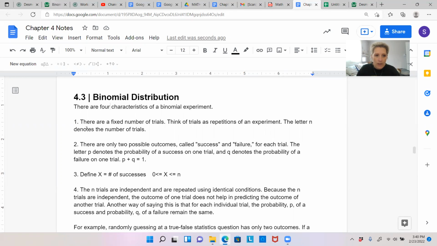The first thing that we're looking for is there are a fixed number of trials. We're going to think of trials as repetitions of an experiment. Either you made the basket or you missed the basket. Either you turn the light on or you turn the light off. Either you landed on heads or you didn't land on heads. And the number of trials is going to be n.